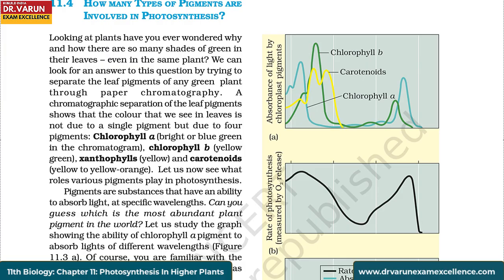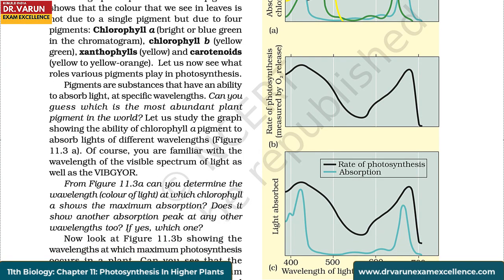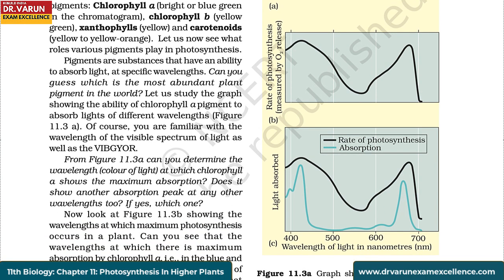Chlorophyll A, bright or blue-green in the chromatogram, chlorophyll B, yellow-green, xanthophylls, yellow, and carotenoids, yellow to yellow-orange. Let us now see what roles various pigments play in photosynthesis. Pigments are substances that have an ability to absorb light at specific wavelengths.